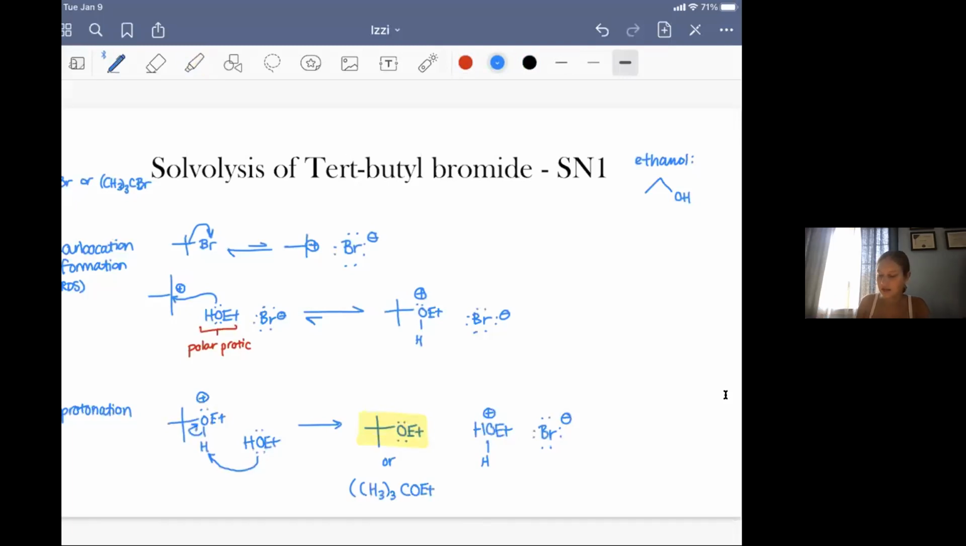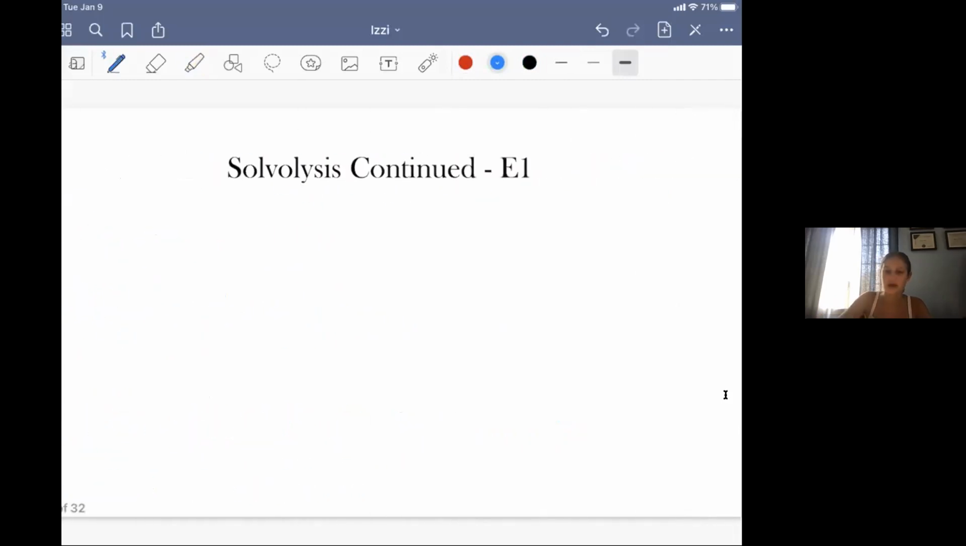All righty, then we're going to move on to solvolysis with an E1 mechanism. And here we're still going to be using tert-butyl bromide so that you guys are familiar with how to do both of the mechanisms with similar molecules. It just depends what you have. So the first step again is still carbocation formation. So I'll just walk through that again in case you have some trouble with it.